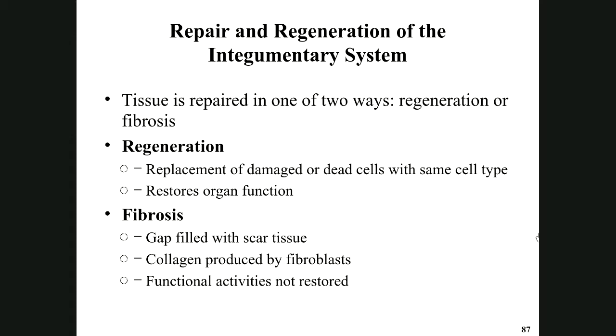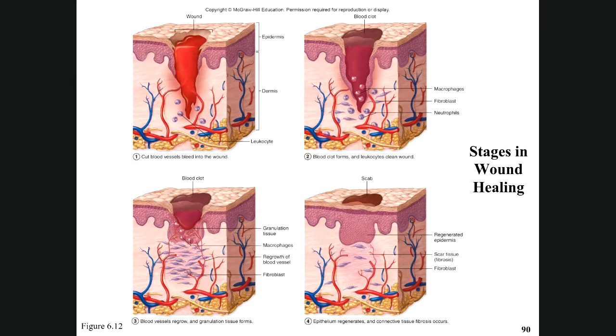Now, I want to show you what happens during skin damage. Look at this picture. Here you can see a cut in our skin. When we have a wound, the blood vessels are cut and we have bleeding in this part. The blood clot forms and the leukocytes start to clean the wound. The clot is a temporary barrier for pathogens and doesn't let them come inside.